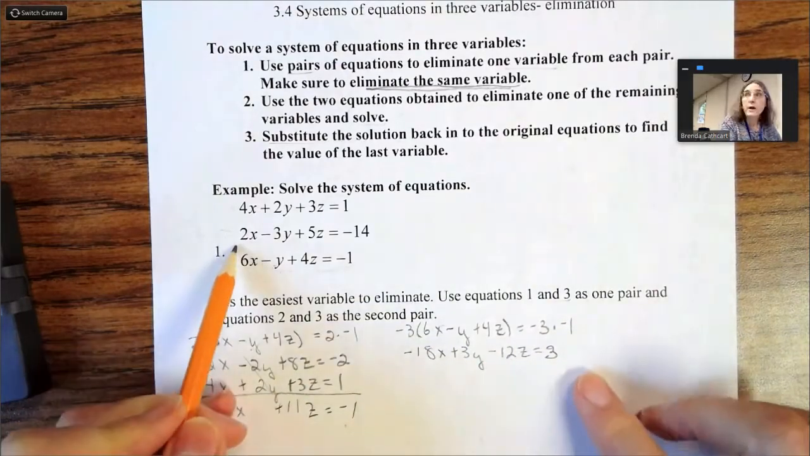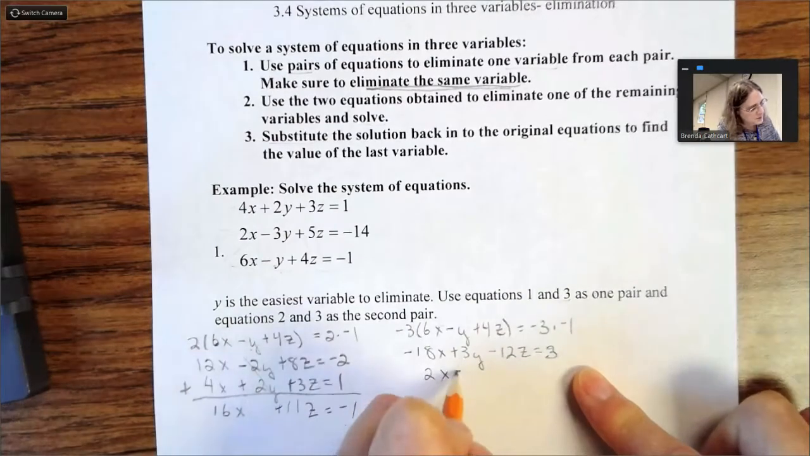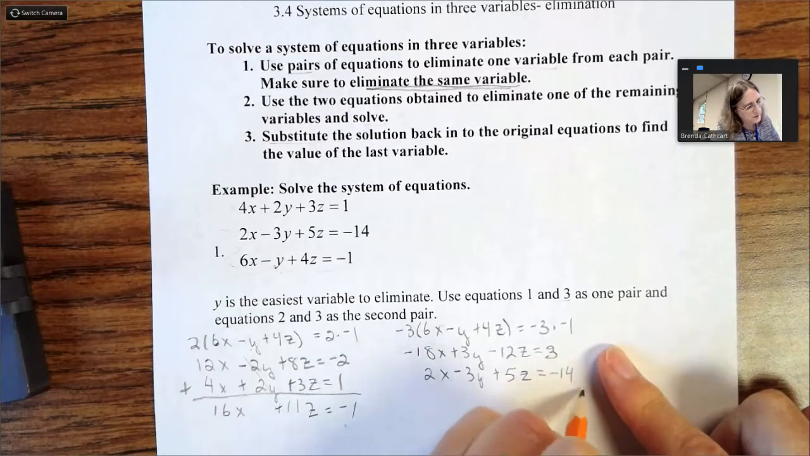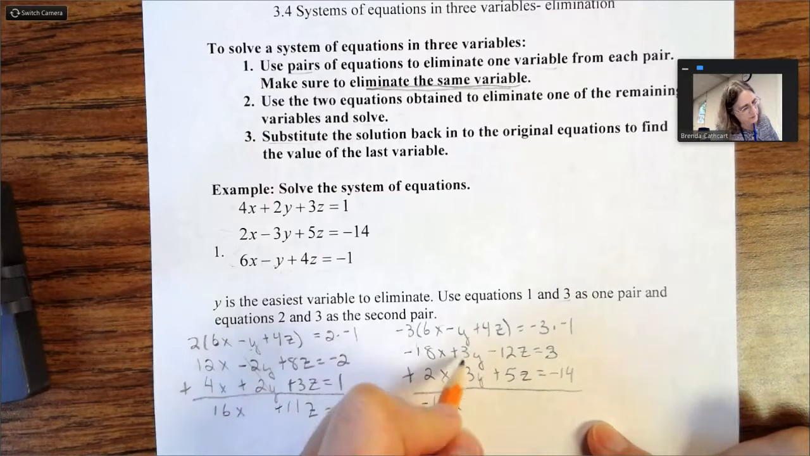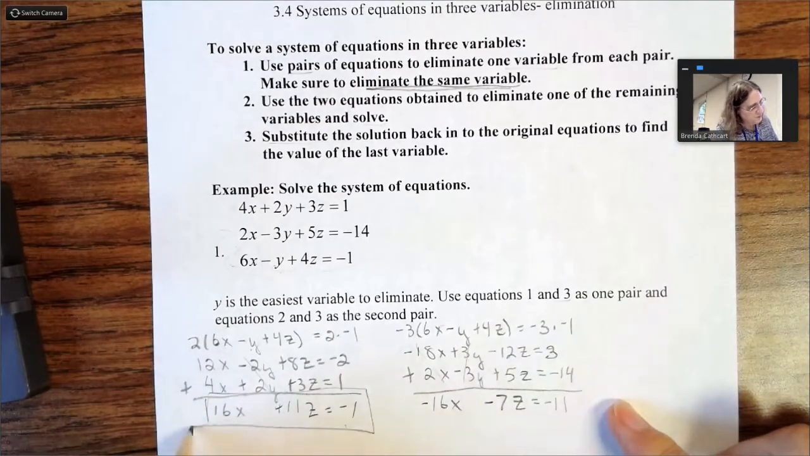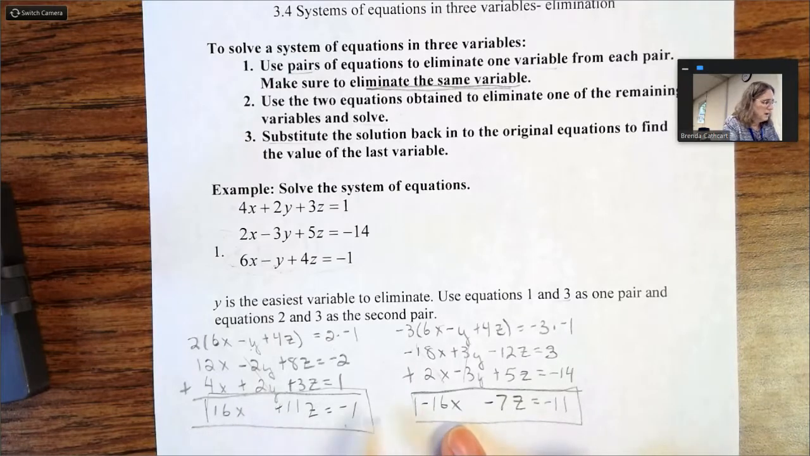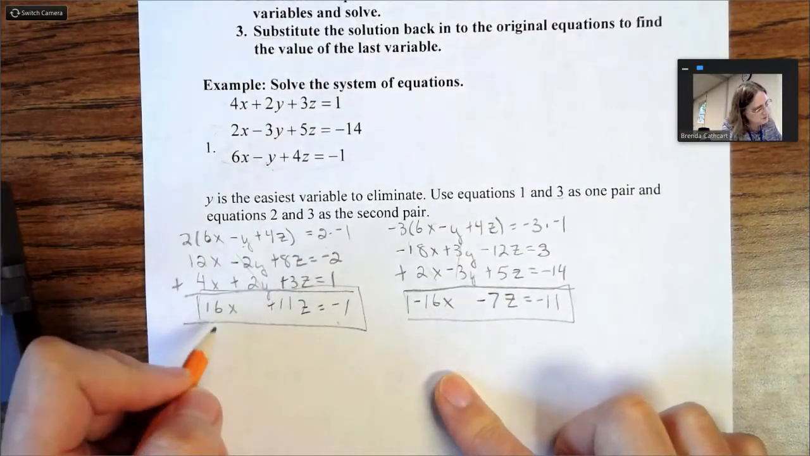And we're going to pair that with equation number 2. Equation number 2 is 2x minus 3y plus 5z equals negative 14. Adding these two together gives us negative 16x, the y's add to 0, minus 7z equals negative 11. I now have two equations with just two variables. If I add those together, I can actually eliminate the x's because I have 16x and negative 16x. So let's do that. Let's put these two equations together.